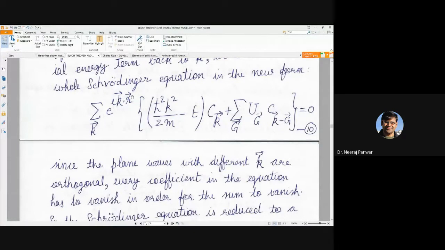So what is this equation? e to the power i k dot r is a plane wave, and it spans the whole space. Therefore, it cannot be equal to zero. And the right hand side of this equation is equal to zero. e to the power i k dot r represents a plane wave which cannot be equal to zero. Therefore, the term inside the bracket has to be zero in order to satisfy this equation.